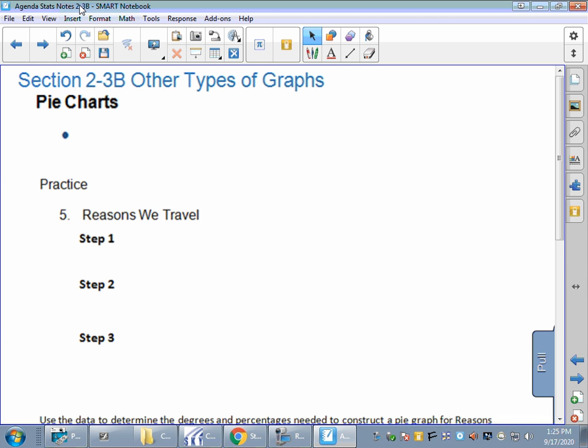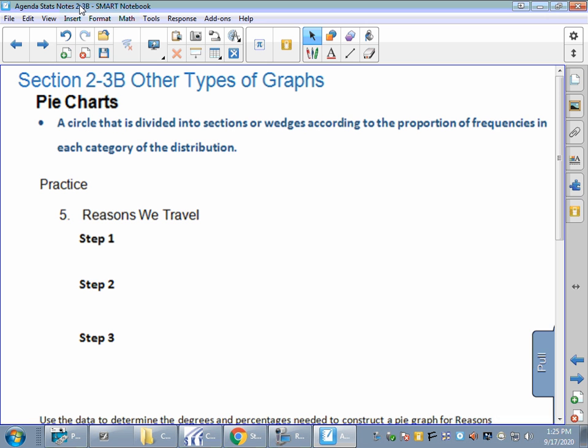So we've been doing a lot of data and organizing it and presenting it. So the next way we've got is a pie chart. Everybody's familiar with a pie graph. It's a circle that's divided into sections or wedges or sectors, we call them in geometry, according to the proportion or percentage of frequencies in each category.